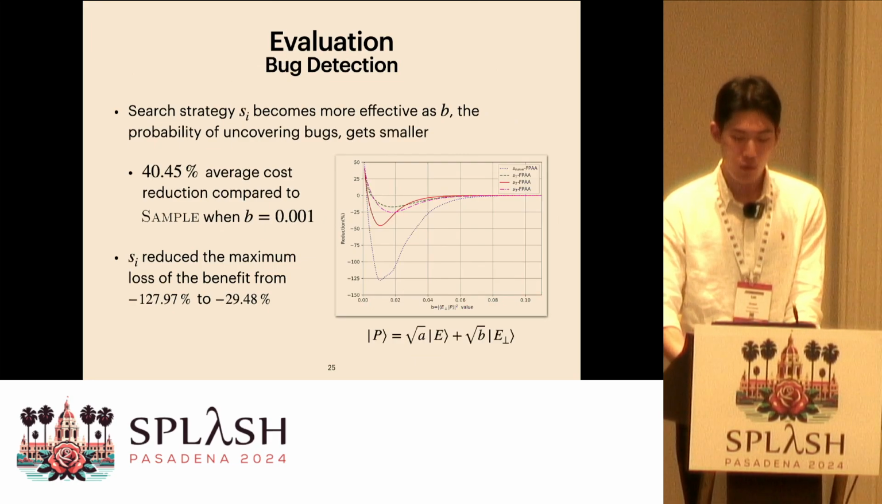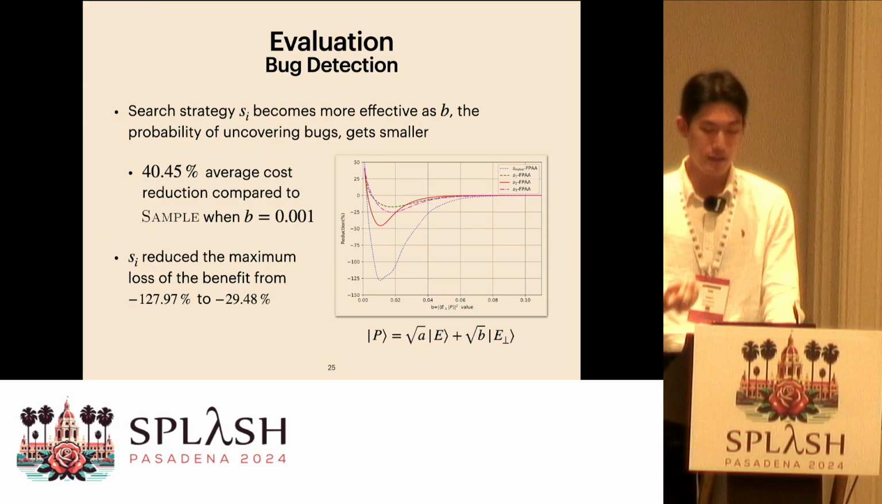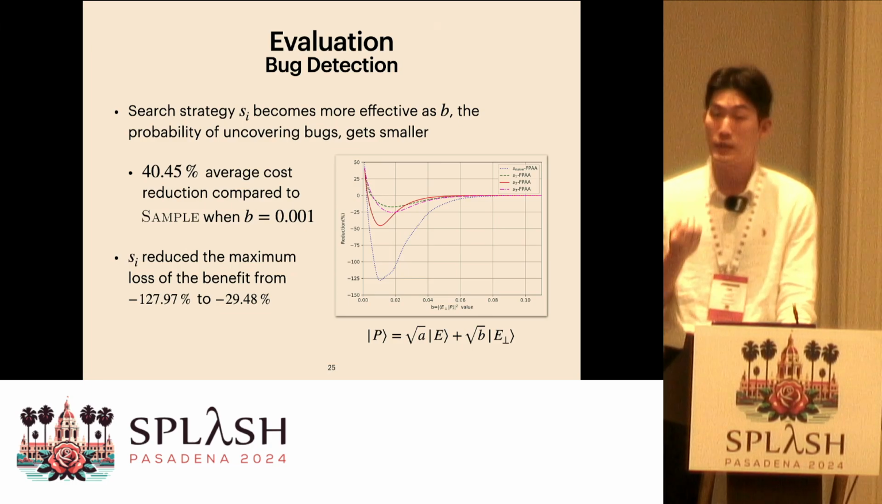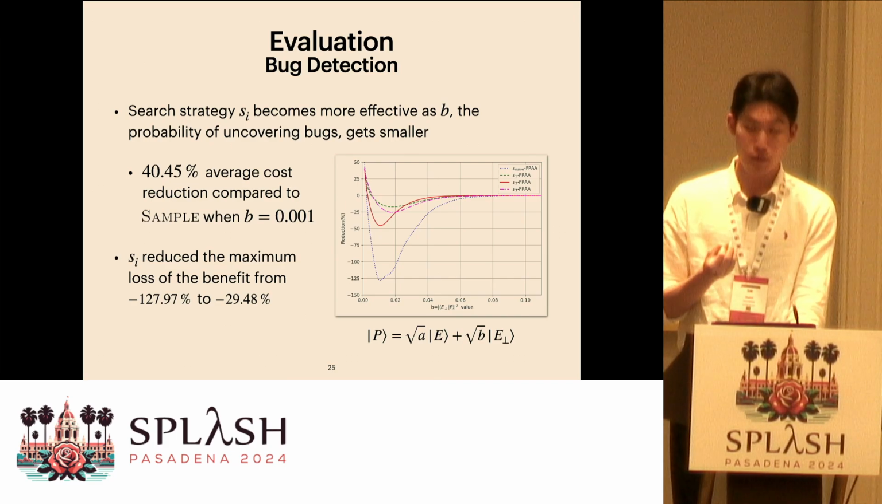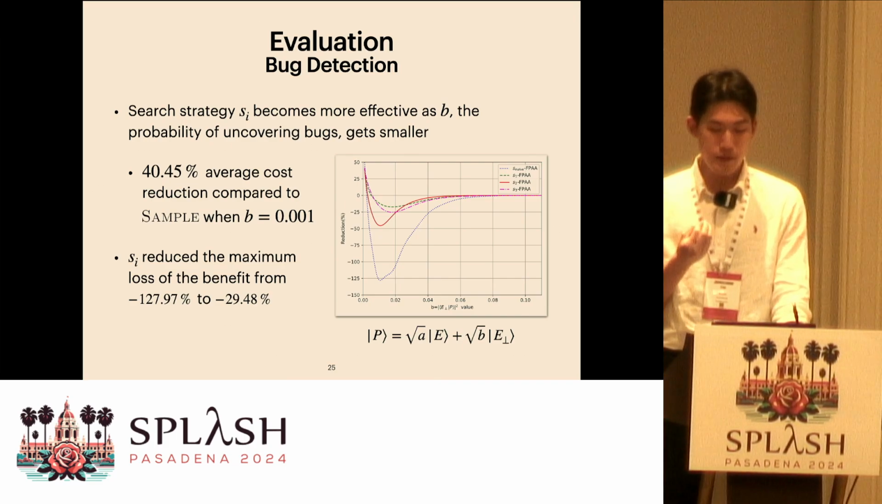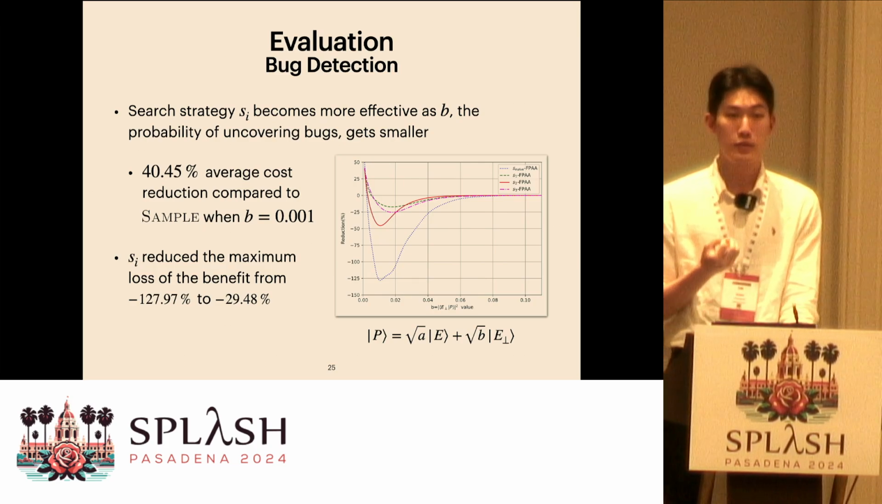Our method is more effective for bug detection when the probability of detecting an unexpected term, denoted as B, is smaller. When B is 0.001, which is quite small, our search strategy achieves a 40% average cost reduction compared to the naive sampling method.